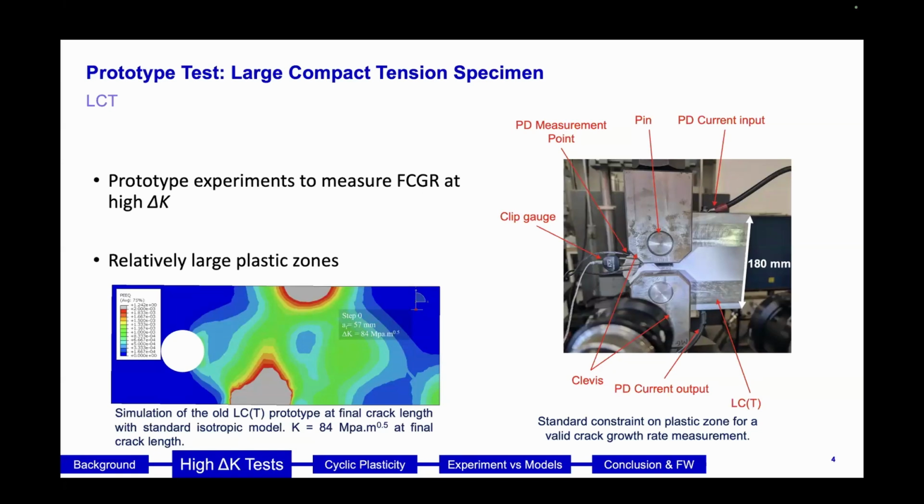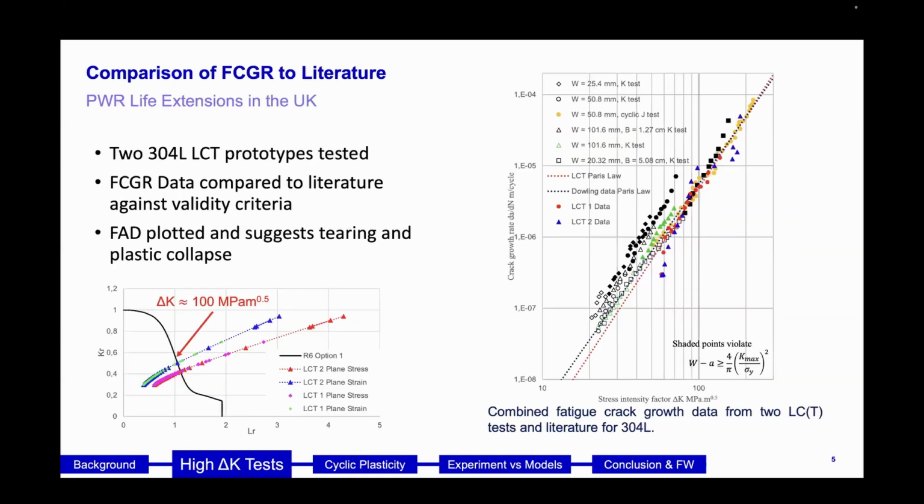We measured a crack rate at high delta K, ranging from 40 megapascal root meters to about a couple hundred. And on the side, a simulation which shows how there is significant plasticity. So even the use of a delta K here theoretically is potentially unsound, but bear with me, let's see what happens. The results were quite surprising.